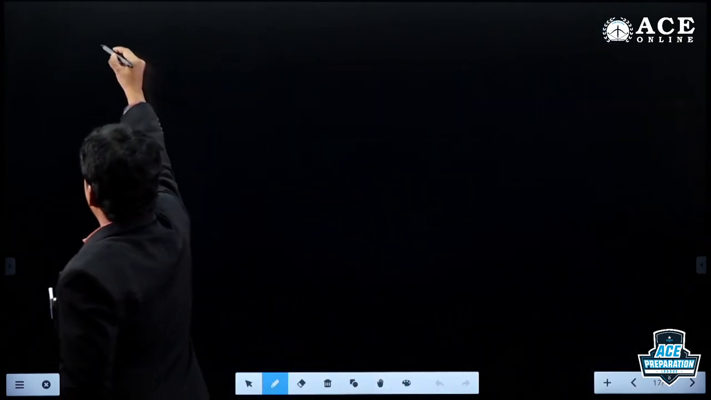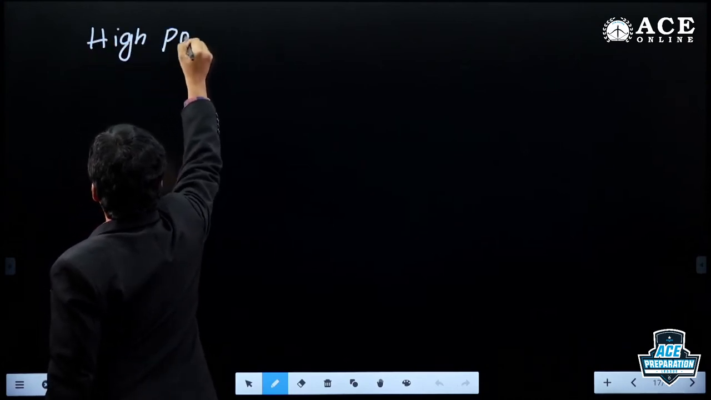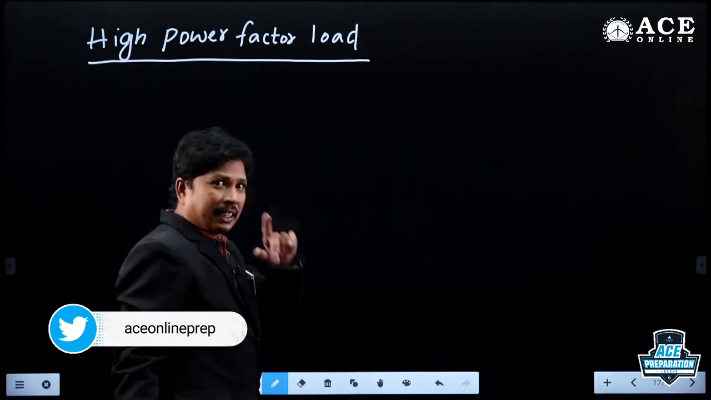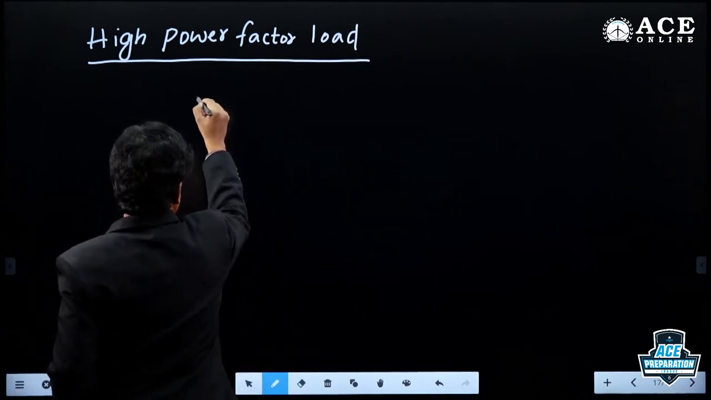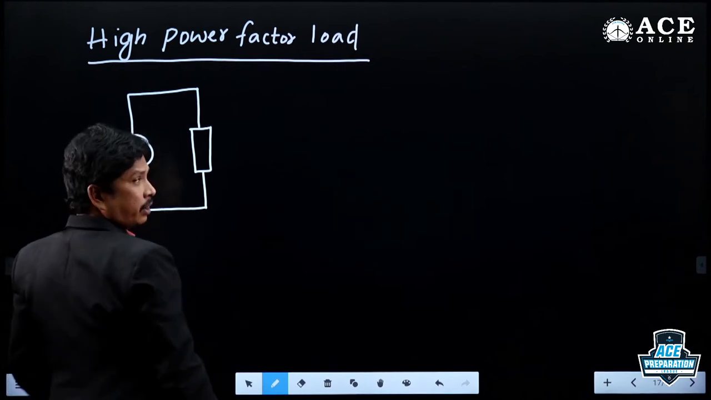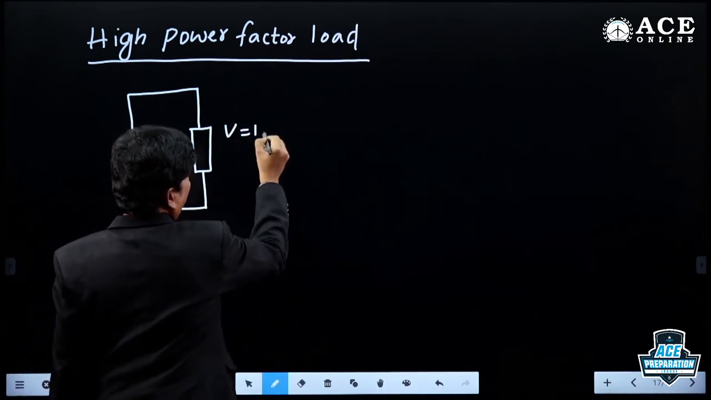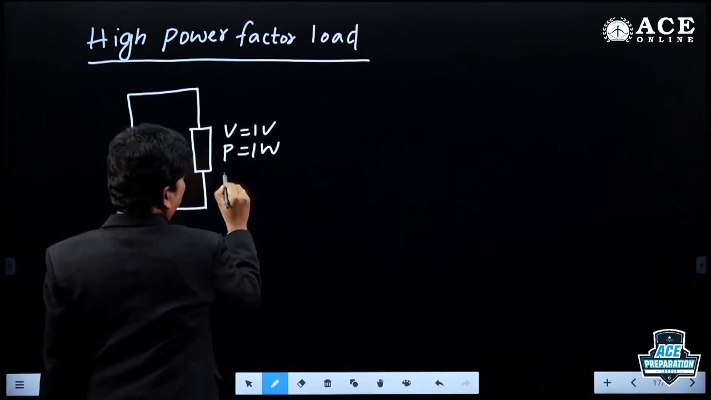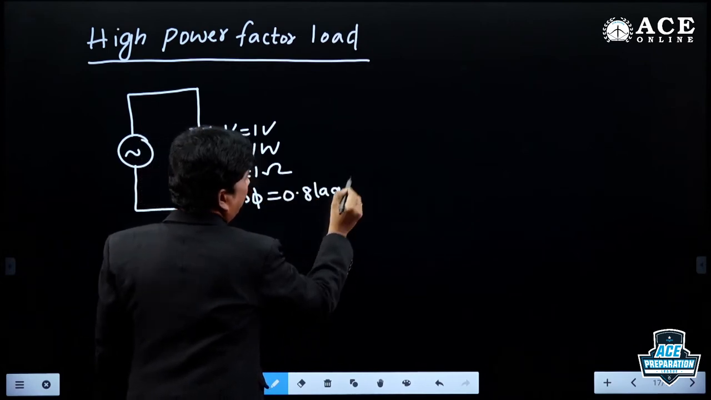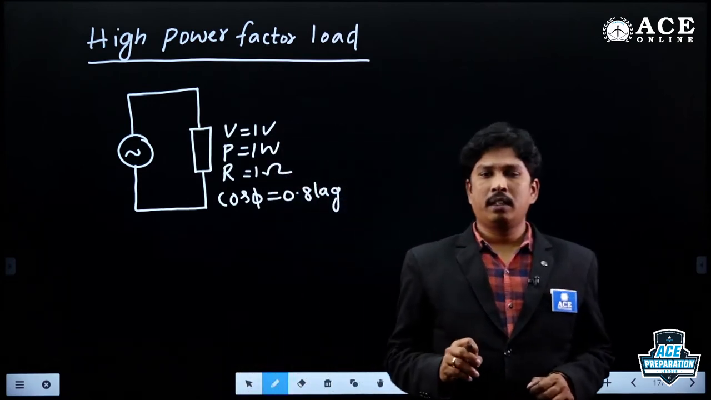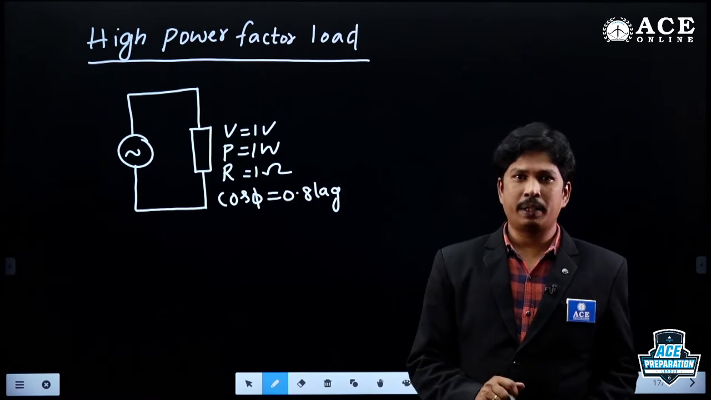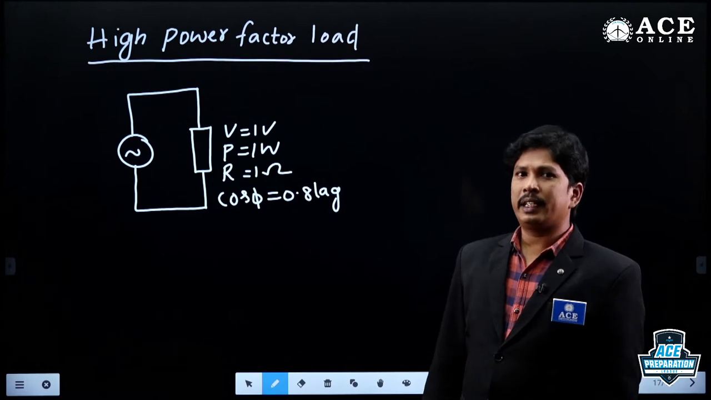Now I'll take a high power factor load. In this case, I will take the same load whose power factor is improved. I need to calculate the size of the source. So same loads, how can I say that? Whose voltage is 1 volt, whose power is 1 watt, whose resistance is 1 ohm, and whose power factor is improved to 0.8 lag. So the power factor has been improved from 0.5 to 0.8. 0.8 is more than 0.5. It has been improved compared to the previous case by adding some devices. We will discuss that later. Up to now, just get clarity about power factor.